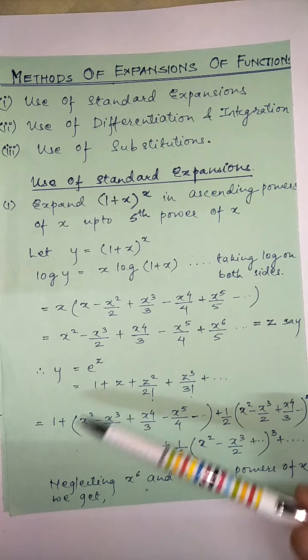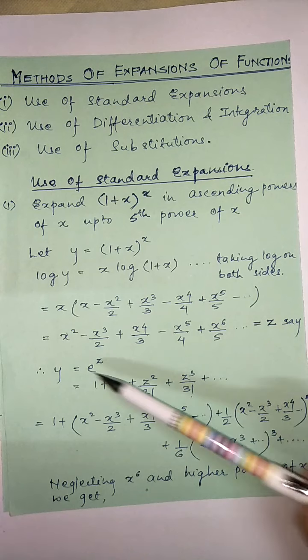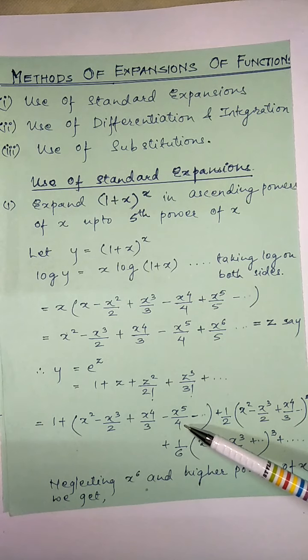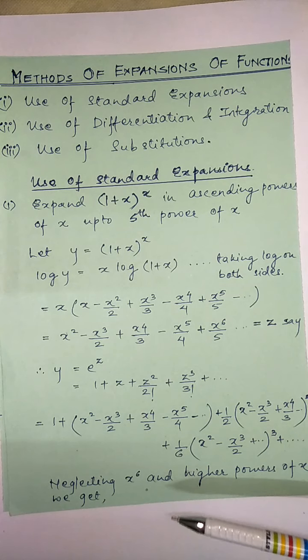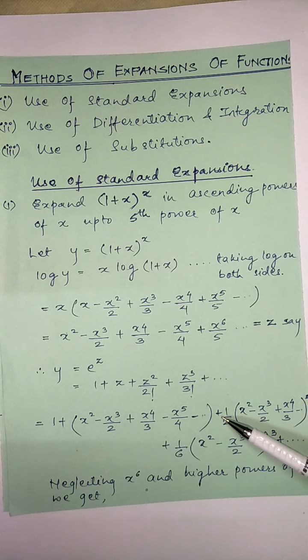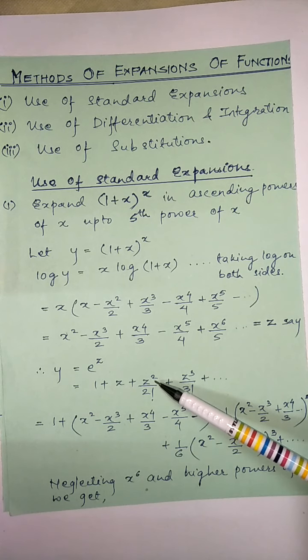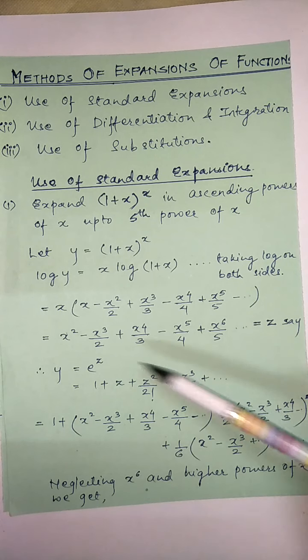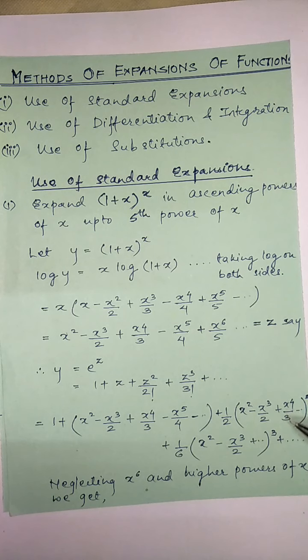So what we have is 1 plus z. We'll substitute this: x square minus x cube by 2 plus x raised to 4 by 3 minus x raised to 5 by 4 and so on. Then we have the term z square upon 2 factorial, that is z square by 2. So this can be written as plus 1 by 2, and this z square can be written as this whole term in a bracket and square of that: x square minus x cube by 2 plus x raised to 4 by 3 and so on, in a bracket and square of it.